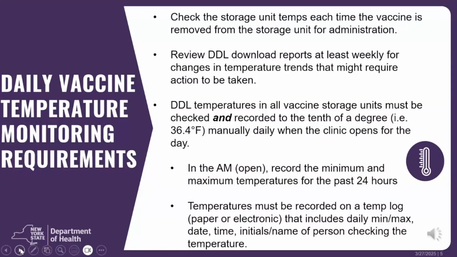Temperatures should be recorded to the 10th of a degree, for example 36.4 degrees Fahrenheit versus 36 degrees. Temperatures must be recorded on a temp log, either paper or electronic, that includes the daily min-max, date, time, initials, or the name of the person checking the temperature.